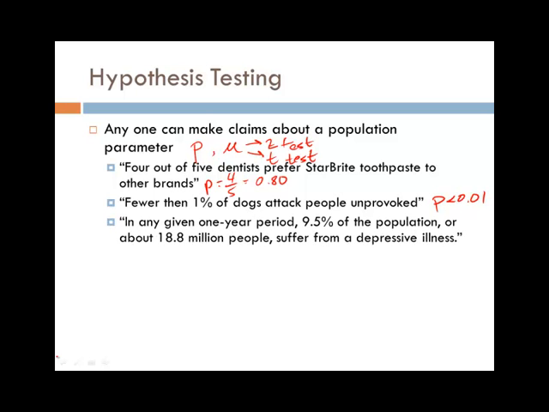In any given 1 year period, 9.5% of the population, or about 18.8 million people, suffer from a depressive illness. So this is not a percentage, but this is a percentage, you see. So this is not a mean, this is a number of people. So what we're saying is 9.5 out of every 100 people suffer from a depressive illness. That is still a population proportion, 0.095.